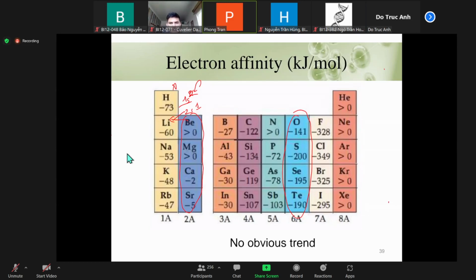So you can see that it's not in a clear trend like what you can observe in the case of ionization energy. So to be short, the electron affinity represents how easily one atom can receive an electron, and it has no obvious trend for different elements in the periodic table of elements. What you need to do is understand the concept, but you don't need to remember anything because there's no trend, so it's easier for you guys.